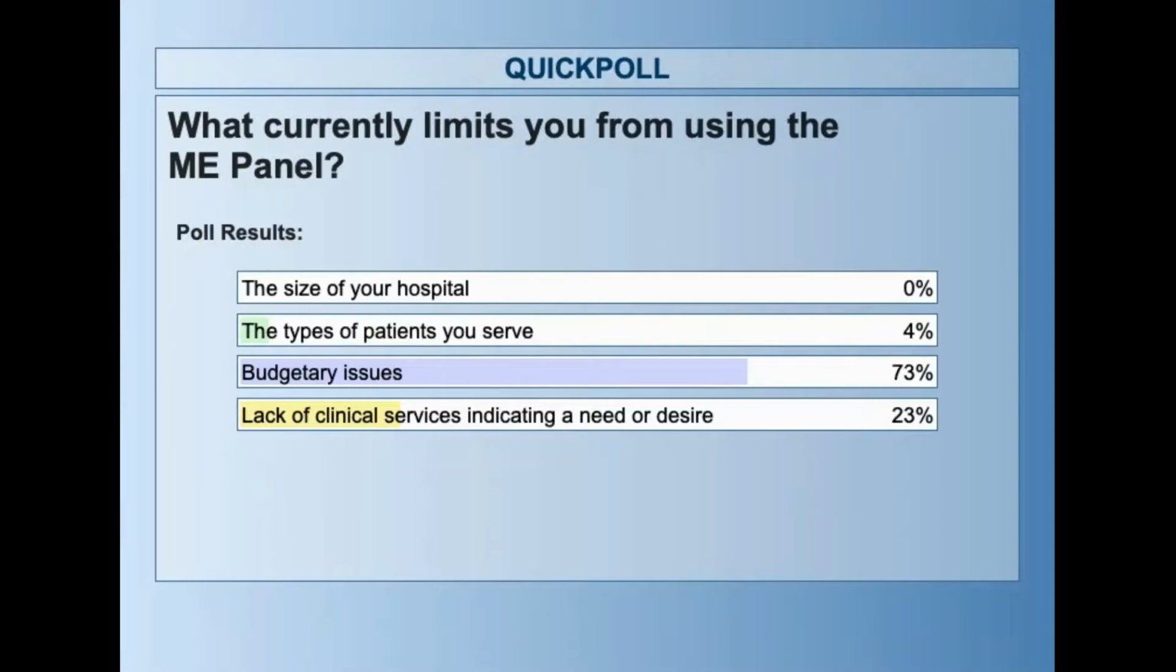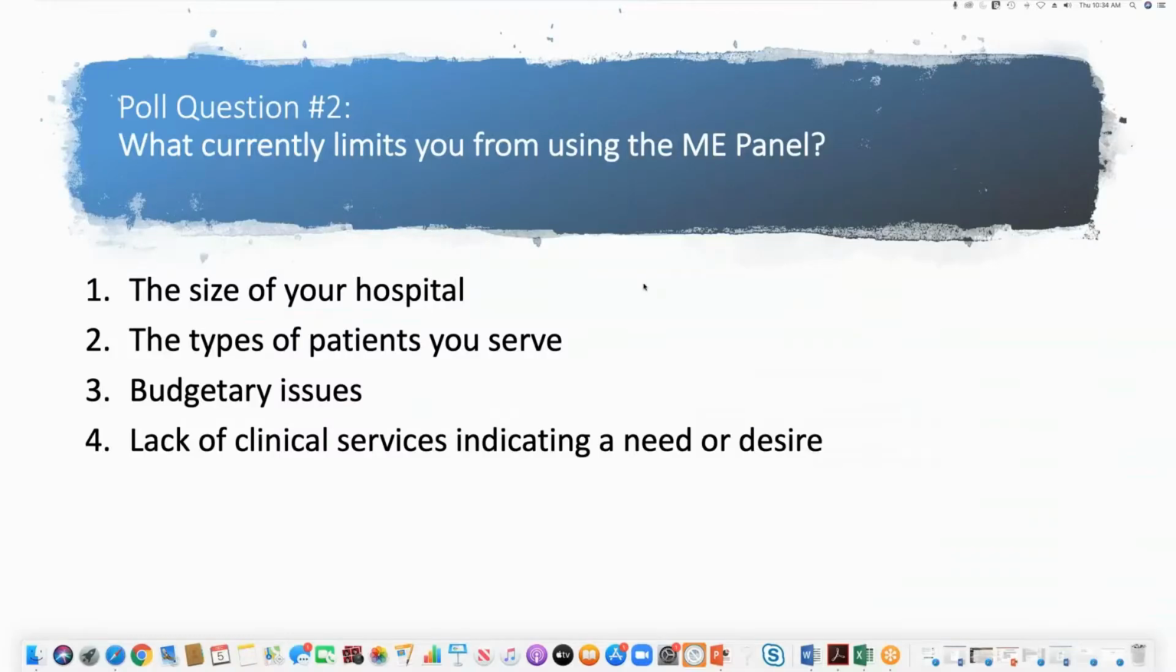Now it appears the most popular answer is budgetary issues at 73%, followed by lack of clinical services indicating a need or desire at 23%, followed by the types of patients you serve at 4%, and no votes for the size of your hospital. Thank you very much, audience members, for participating in this poll. Dr. Siddiqui, back over to you.